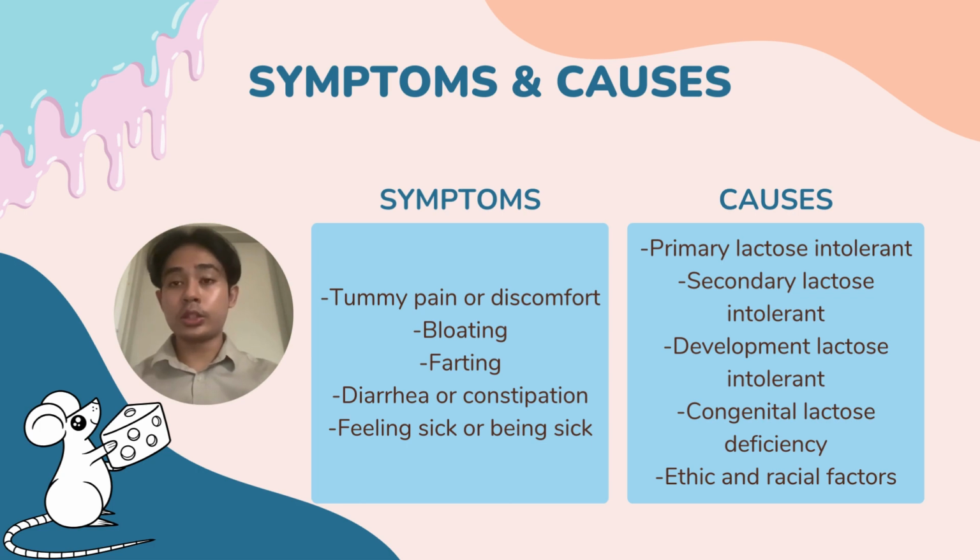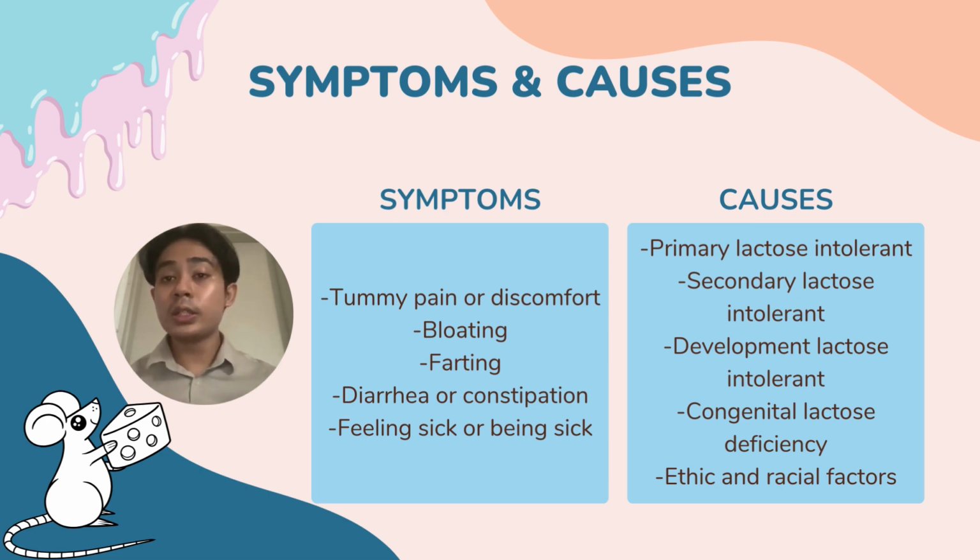Inability to digest lactose is primarily due to a deficiency of the enzyme lactase, which is needed to break down lactose into simpler sugars, which are glucose and galactose, that can be absorbed into the bloodstream. There are several causes of lactose intolerance, which are, firstly, primary lactose intolerance. The most common cause of lactose intolerance is genetic. In some populations, the production of lactase decreases naturally with age, leading to a reduced ability to digest lactose. This is often referred to as primary lactose intolerance.